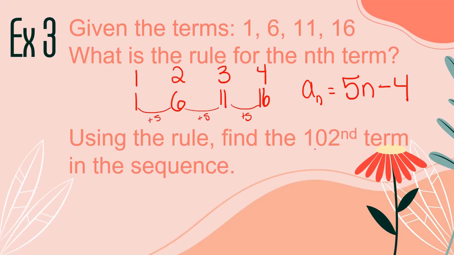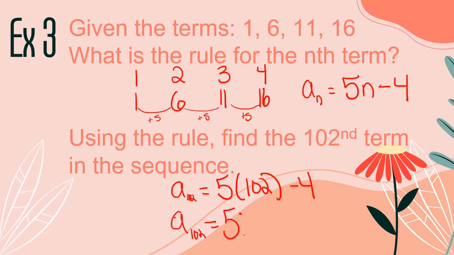Then using the rule, I'm going to find the 102nd term. Holy buckets, 102nd. We're just going to plug in 102. So they want to know what is the 102nd term. So I'm going to go 5 times 102 minus 4. 5 times 102 is a really big number. That would be 510? Marsh needs her calculator. Yes, and then subtract 4, 506. So a sub 102 is 506. Yay, us. Found it.